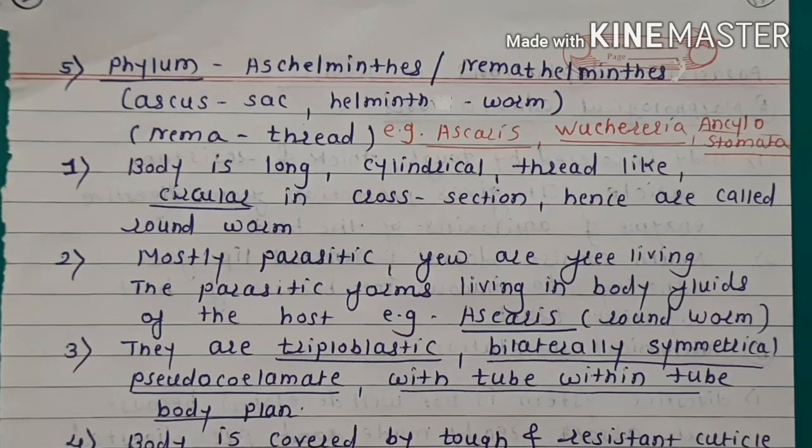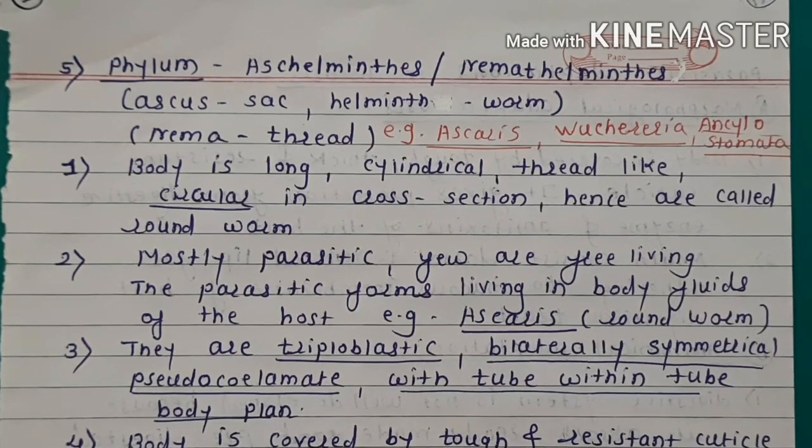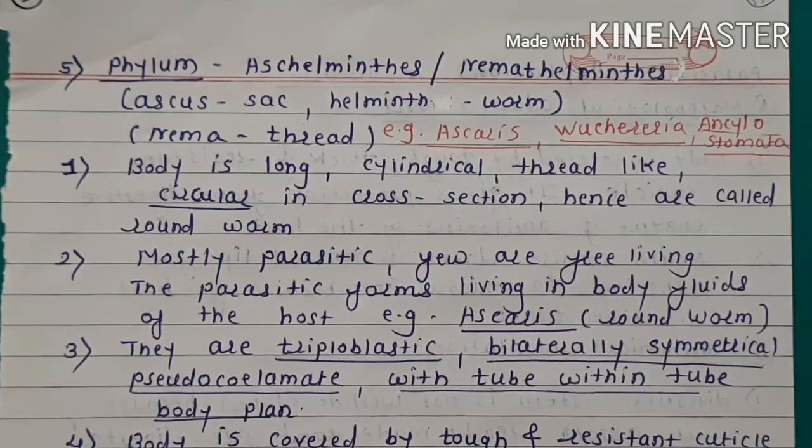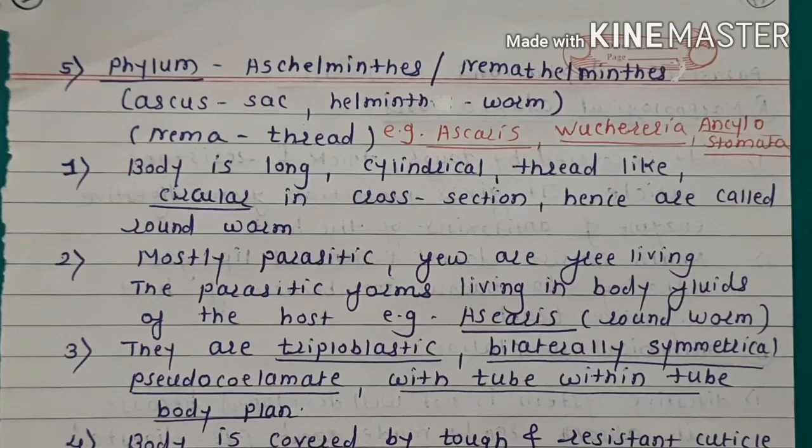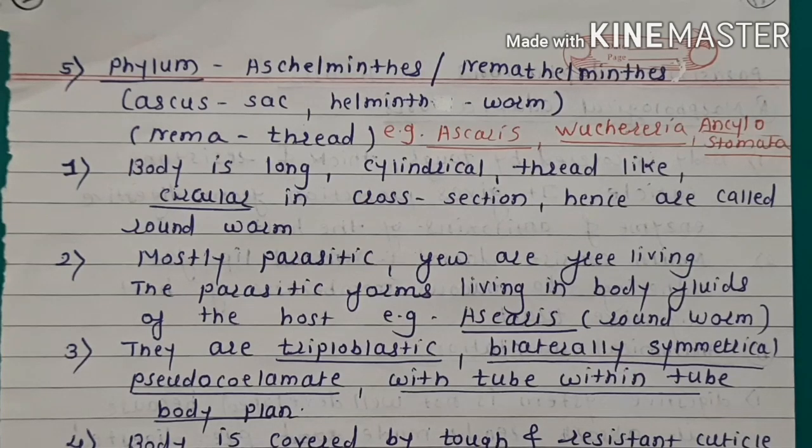Hence they are called roundworms. Parasitic. Few are free-living. The parasitic forms live in the body fluids of the host. Example, Ascaris. They are triploblastic, means made up of 3 layers: ectoderm, mesoderm and endoderm.